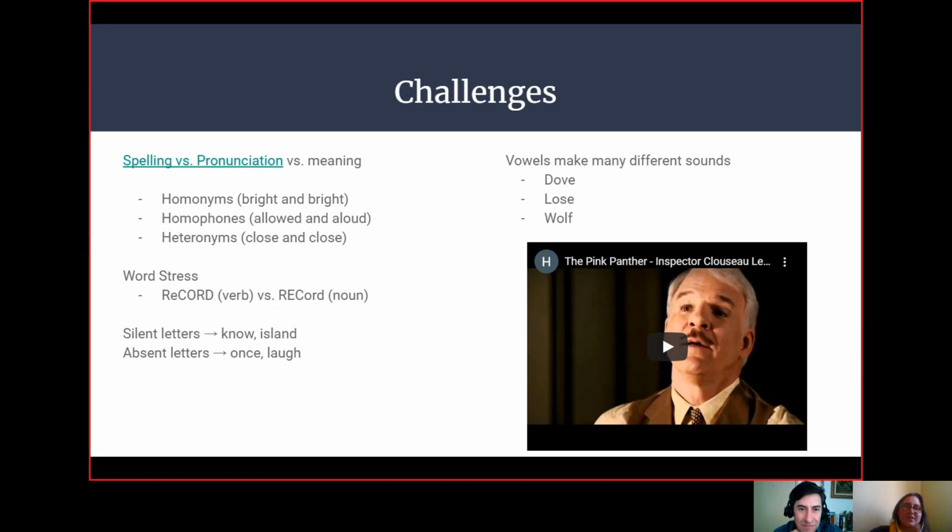And we also have heteronyms. These two words are spelled exactly the same. The first one, close, like something is nearby, or the second one, close, like to close the door or shut it. So these cause lots of confusion, especially when it comes to pronunciation and knowing how to say a word when you read it.